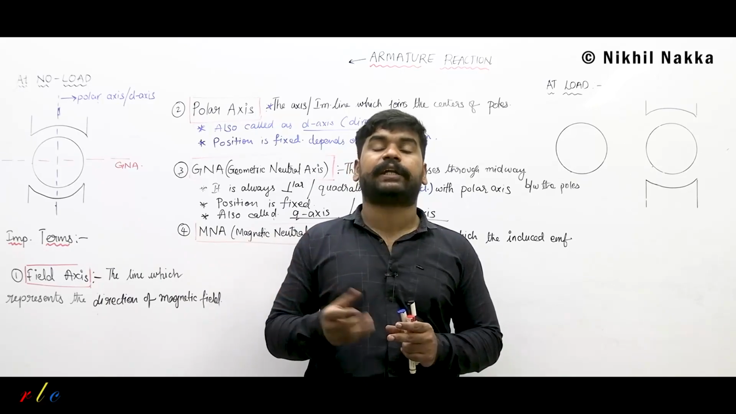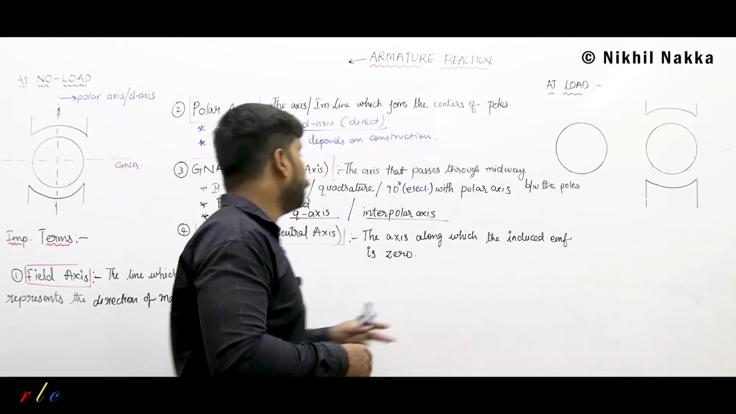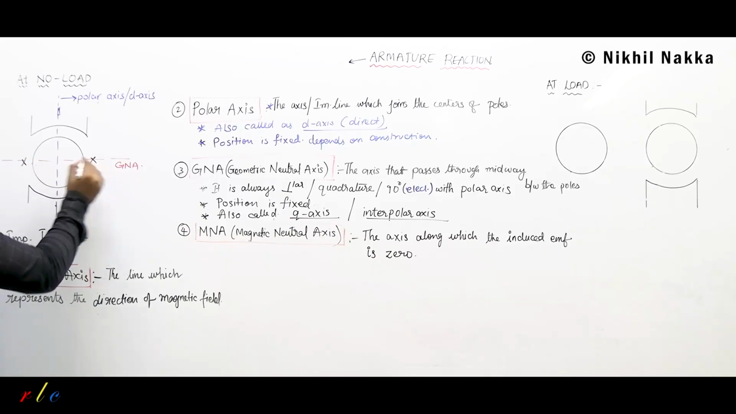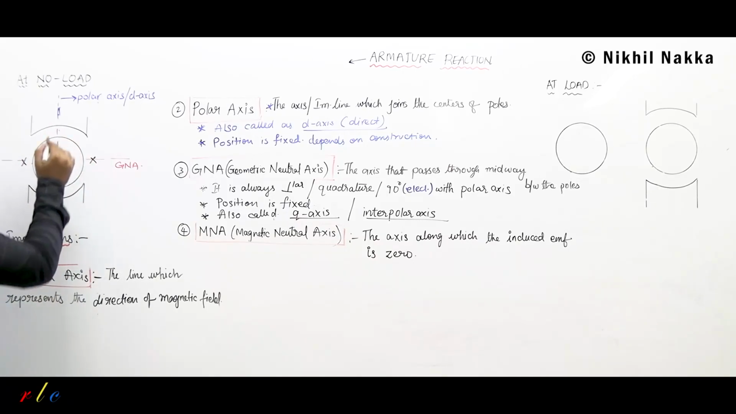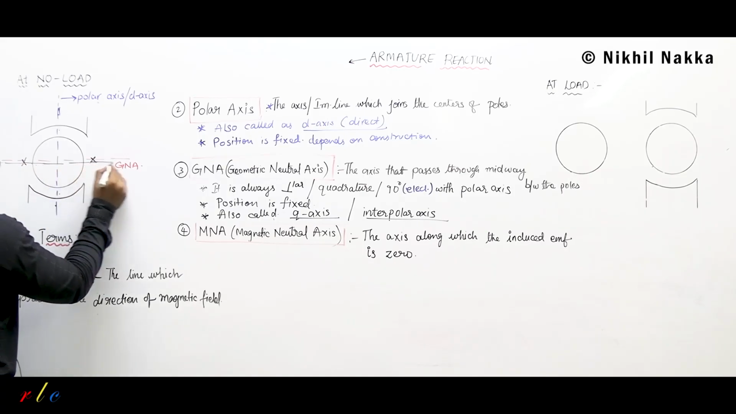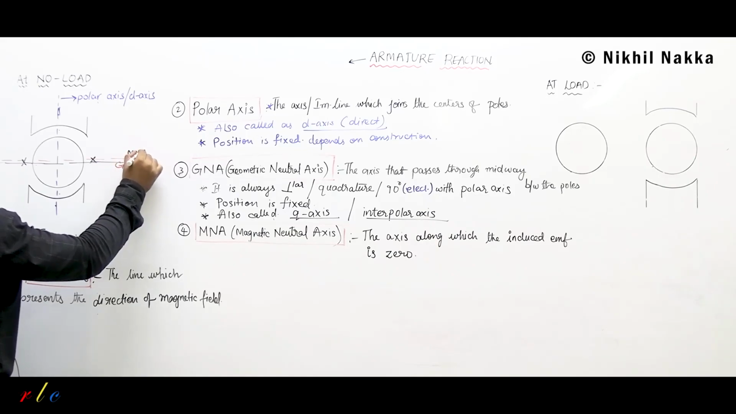That means when the flux cutting angle is equal to 0, when the conductor is moving parallel to the magnetic flux. So from that observation we know that at these two points the induced EMF would be 0, and maximum induced EMF would be at the centers of the poles, isn't it? Now if I join these zero EMF points, the axis where no EMF is induced in the conductor is called MNA, magnetic neutral axis.